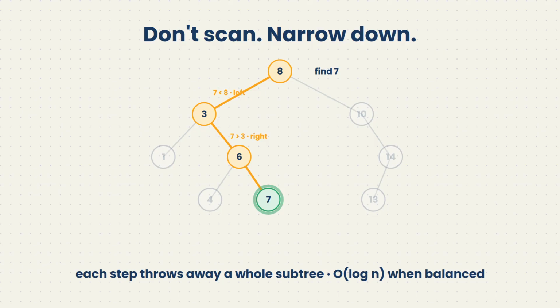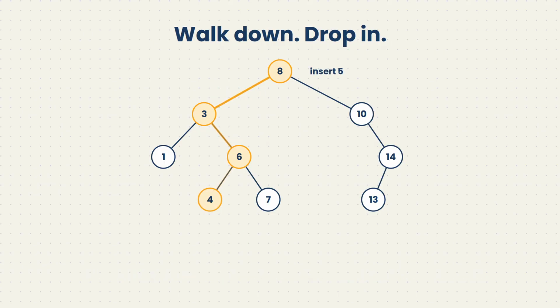In a balanced tree of a million nodes, you reach any value in about 20 comparisons. That's order log n. Inserting works the same way.